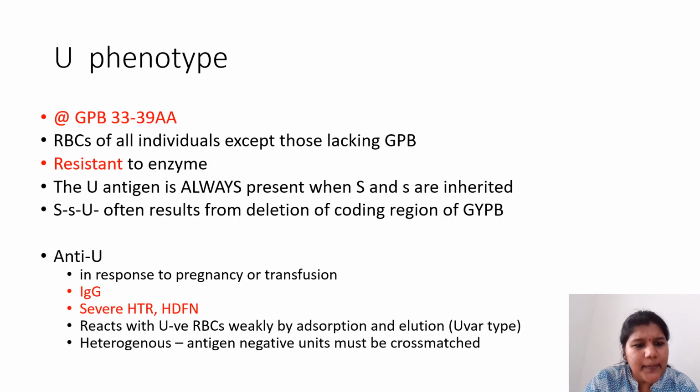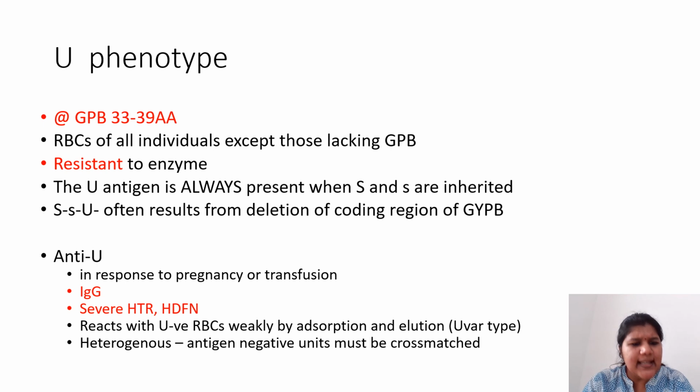Coming to the U phenotype, this is at the glycophorin B, 33rd to 39th amino acid. It is present in the RBCs of all individuals except those who lack glycophorin B. Now this is resistant to the enzyme. The U antigen is always present when capital S and small s are inherited.